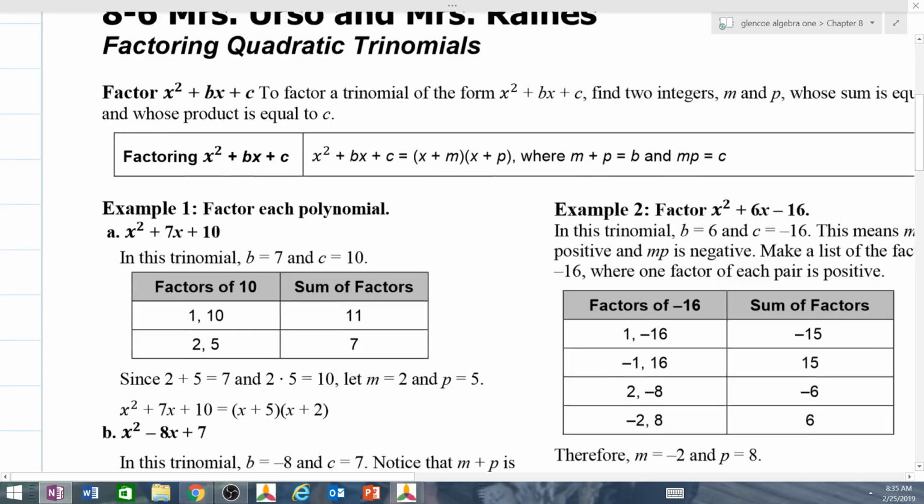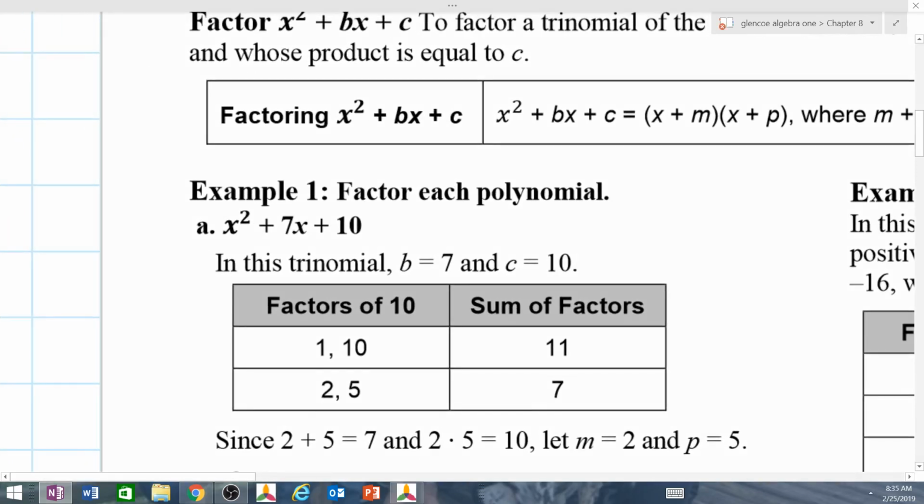So the old-fashioned way of factoring something like x squared plus 7x plus 10 would be to do this. You ask yourself a couple of questions. What are all the factors of positive 10? And you would write them out. 1 times 10 and 2 times 5.